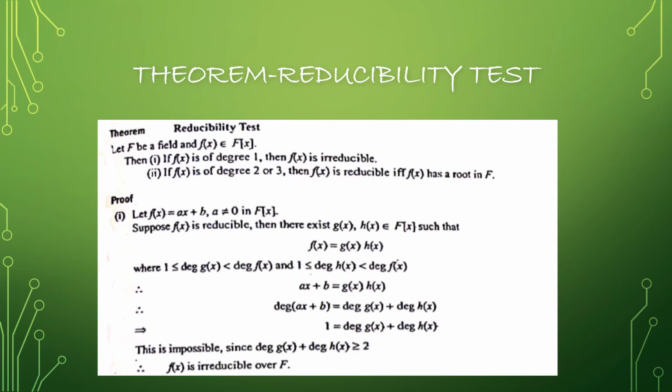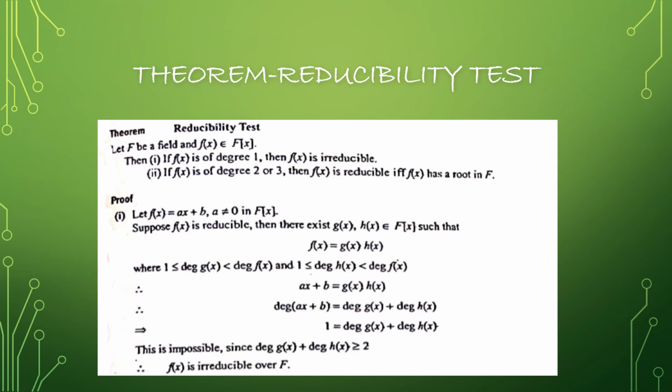So now next we'll discuss a theorem called the reducibility test. So this also comes under the irreducible and reducible polynomial topic. So let F be a field and f of x belong to F of x. Then there are two conditions that get satisfied. If f of x is of degree 1, then f of x is irreducible. So whenever I say a polynomial is of degree 1, it is irreducible. If f of x is of degree 2 or 3, then f of x is irreducible if and only if f of x has a root in F. So we have already seen this in the problems. That's why I gave the problems before, so that you can understand the concept easily.